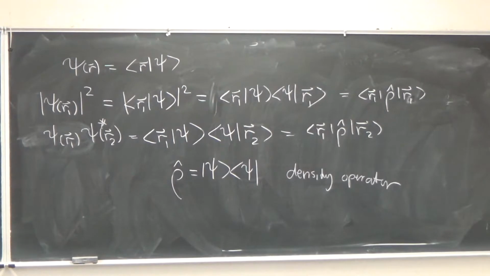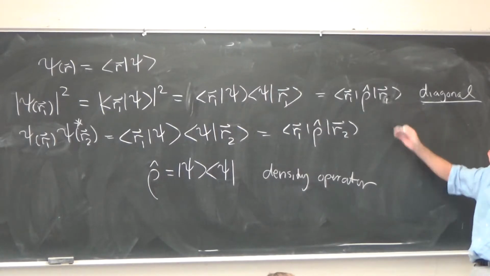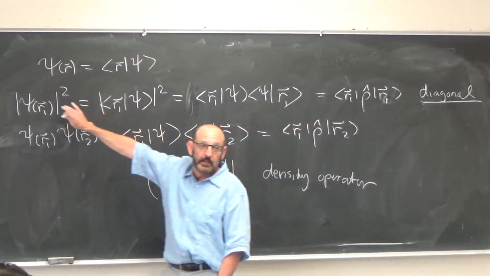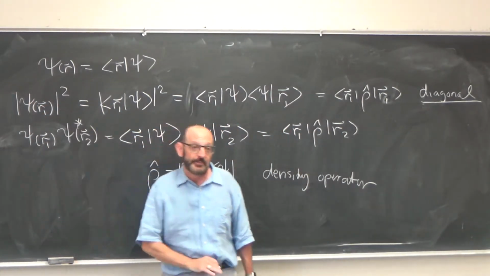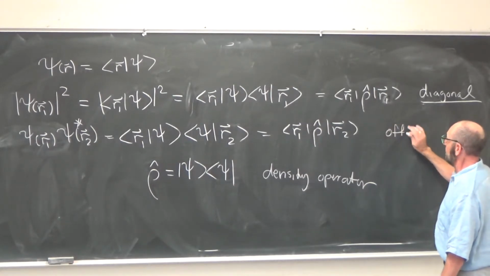And importantly, what we see is two different kinds of matrix elements here. We have the diagonal elements, in this case in the position representation, kind of not really a matrix, of course, but nonetheless, it's the diagonal matrix element here, which has to do with the probability. In this case, the probability density. Here we have off-diagonal matrix elements.